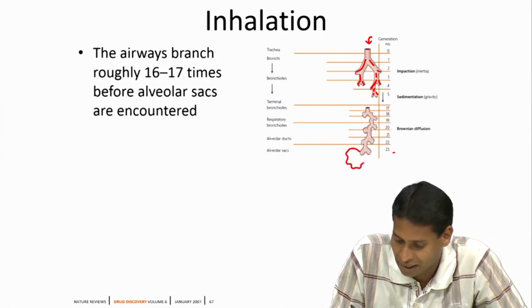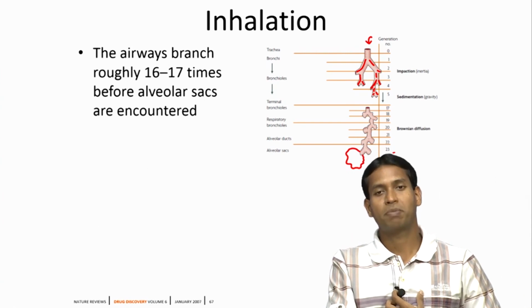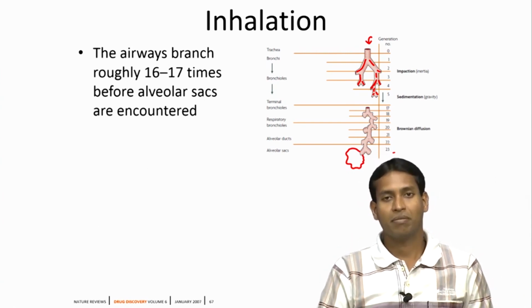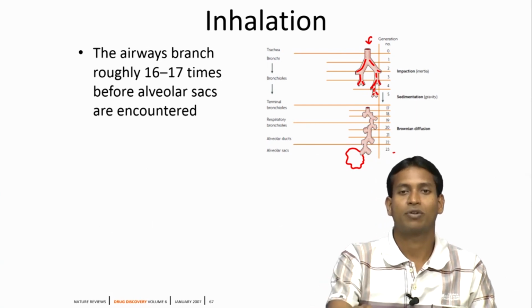So, let us say this is the alveolar sac, which is in the deepest part of our lung. And that is where, most of the time when you are trying to do inhalation, you are trying to deliver things.